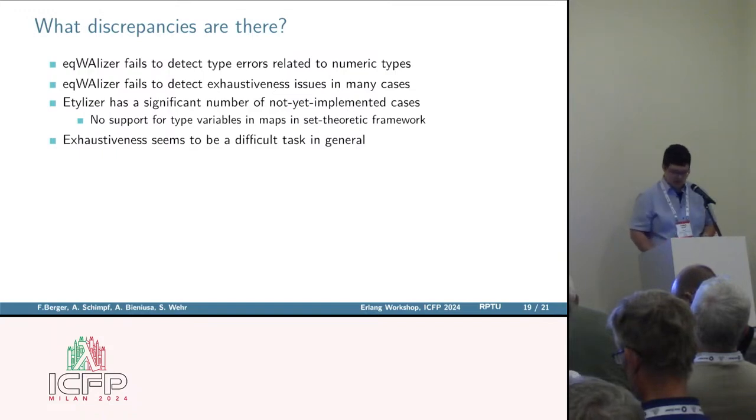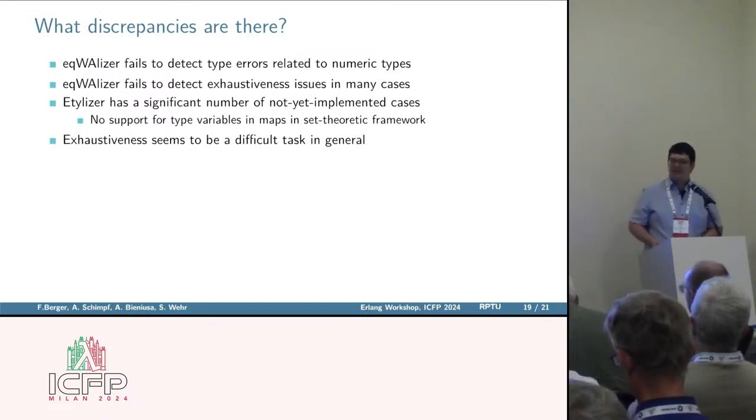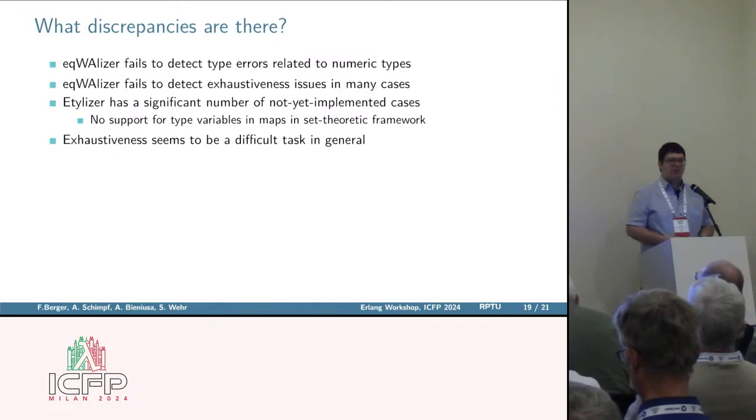And in general, we noticed exhaustiveness checks appear to be difficult. There are the simple cases where it's just a basic case with 2 or 3 cases. Most of them work fine, but if we get into union types and more complex structures, it becomes difficult for a lot of the type checkers, and none of them was perfect in that at all.